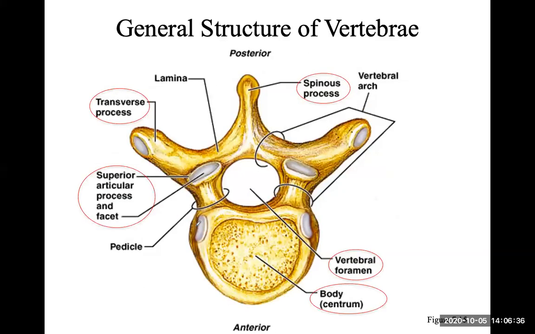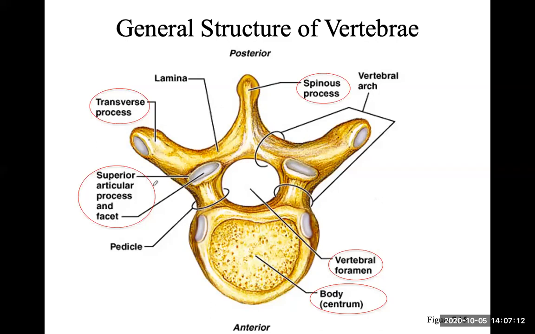Now let's go ahead and move on to the continuation of the axial skeleton, looking at the vertebra and the vertebral column. We are looking at a superior view of the vertebra here in this picture. Even though the vertebrae in the cervical region versus the thoracic versus the lumbar region are different, they do share some characteristics and structure. So we're going to go over those structures together.